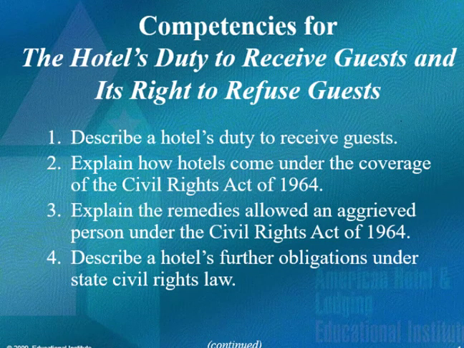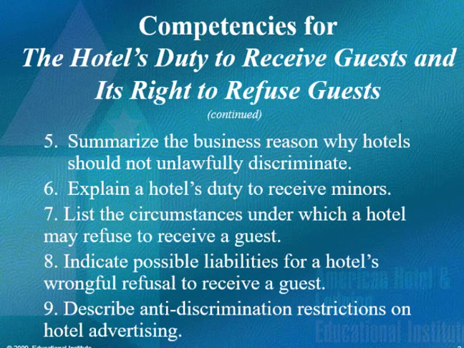Our competencies for Chapter 4 include a discussion on our duty to receive guests and when we can refuse service, a review of civil rights laws and how they guide our decision making, as well as what happens if we run afoul of these laws, our duties with regards to minors, and finally, some discussion of advertising to guests.